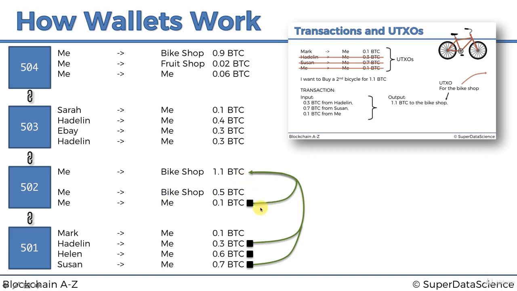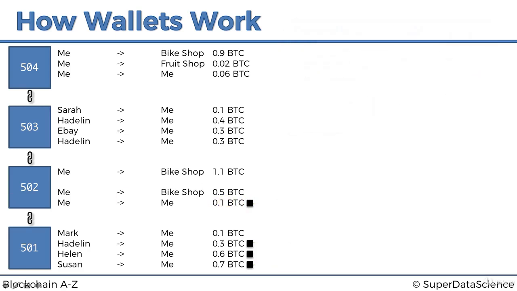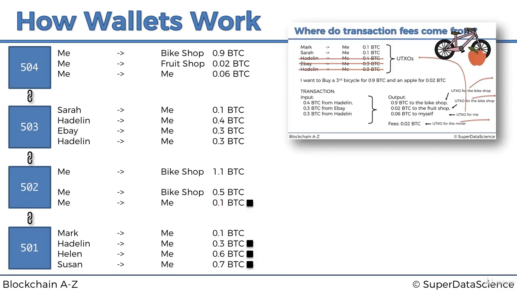And so again, we're going to put big black boxes at the end of these to show us that the transaction outputs have been spent here. Okay. And then on day 3, when I went to buy the third bicycle and the Apple, which UTXOs did I use then? So I used this one, Adelan to me for 0.04 BTC, the eBay transaction, 0.03, and Adelan to me, 0.3 again. And all of those went into funding these purchases.